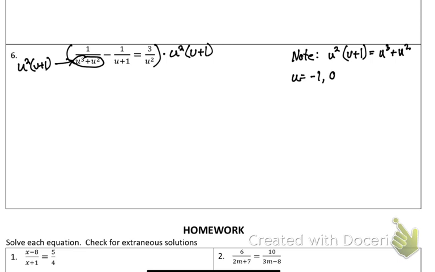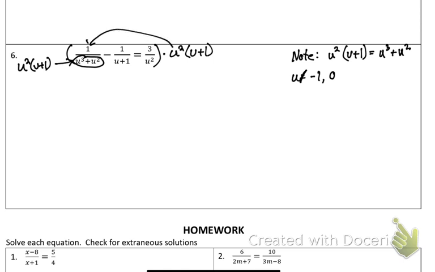And if you look at it, since u cubed plus u squared is just comprised of u squared and u plus 1, that negative 1 and 0 would both apply for that one. So we know that u cannot be negative 1 or 0 in this answer. Let's go ahead and distribute that u squared times u plus 1.